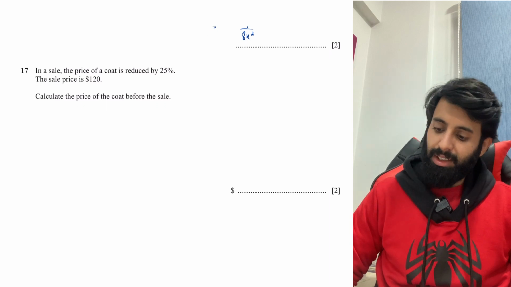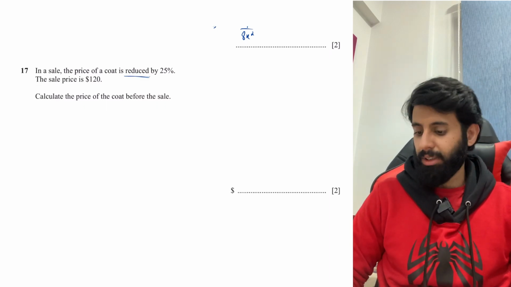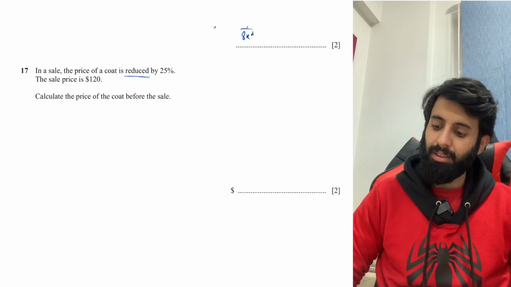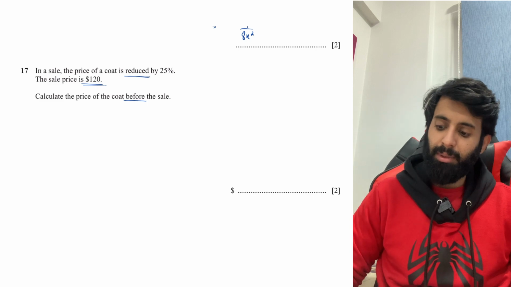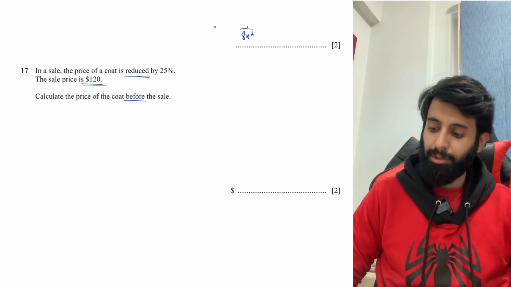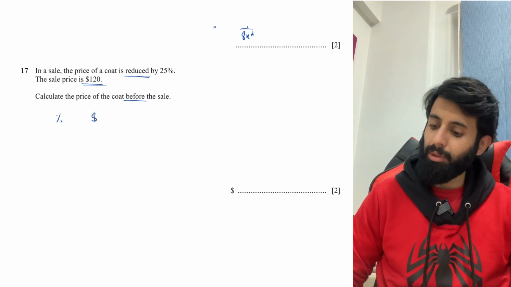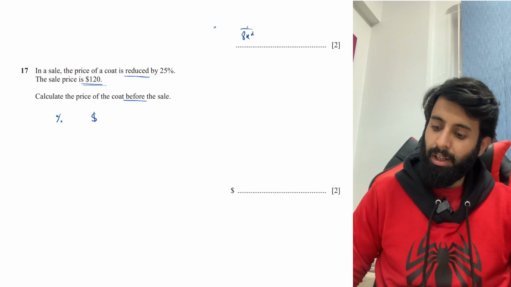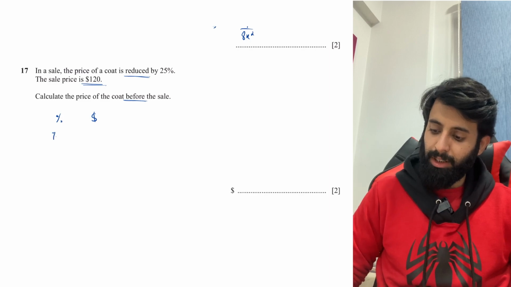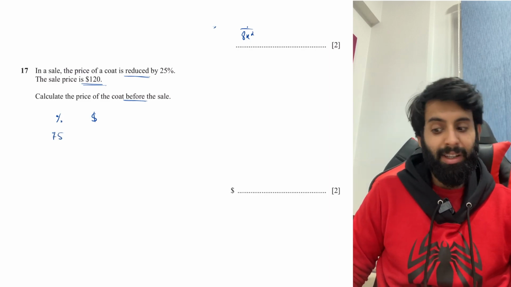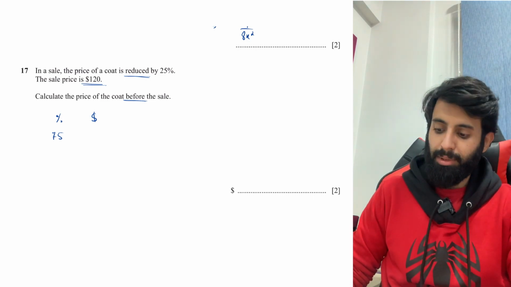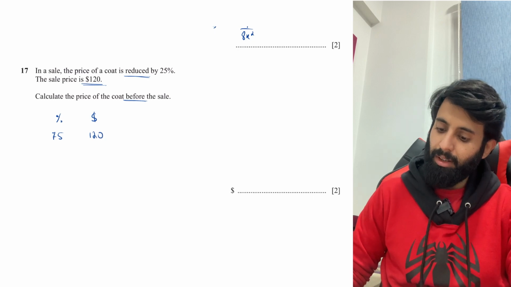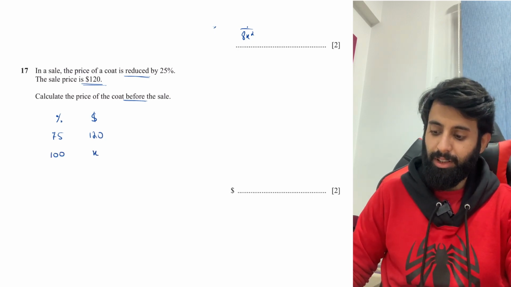Question number 17 says, in a sale, the price of a coat is reduced. I'd underline the word reduced, by 25%. The sale price is $120. Calculate the price of the coat before the sale. So this $120 that you're looking at is the reduced price. If you've been following, you know that I have a standard way of solving questions like these. First, I like to make a column for percentage where I write the percentage. So $120 is equal to 75%. If you're wondering why, it's because if you're reducing something by 25%, you're left with 75% of it, which is equal to 120. And the original price, that's 100%, which is equal to x.